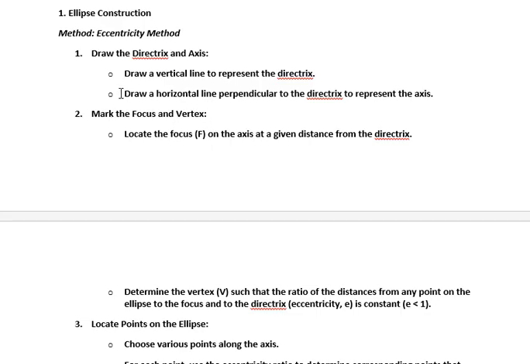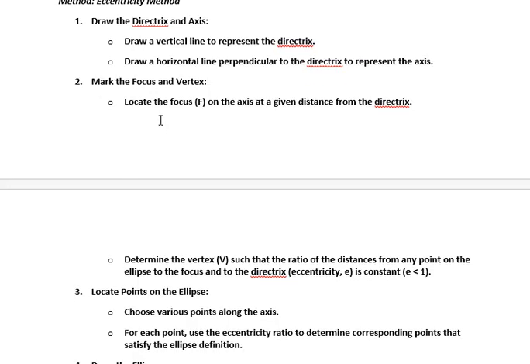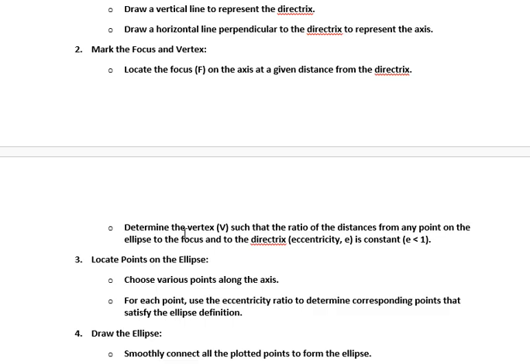Then once we have drawn the directrix and the axis line, we have to mark the focus and the vertex on the axis line. To locate the focus, locate it on the axis at a given distance from the directrix. In your problem, you can find some distance, that is the distance between the focus and directrix. Based on that distance, you have to mark a point from the directrix on the axis line. Name it as F. Then next, you have to determine the vertex such that the ratio of the distance from any point on the ellipse to the focus and to the directrix is constant.